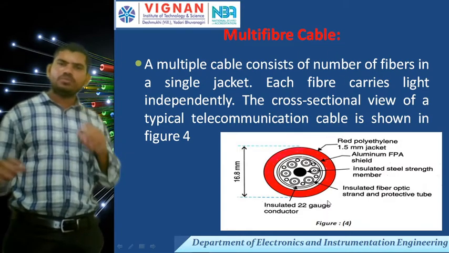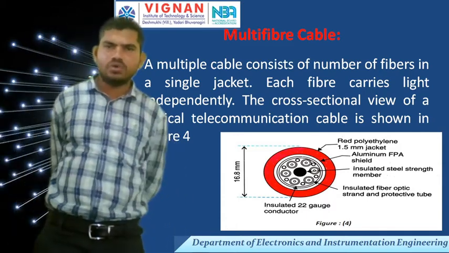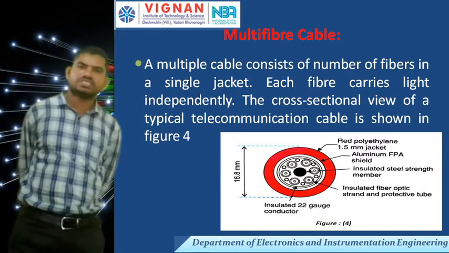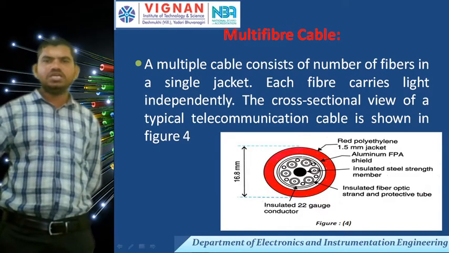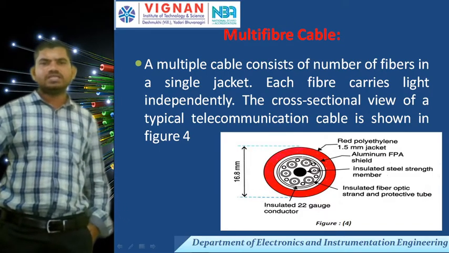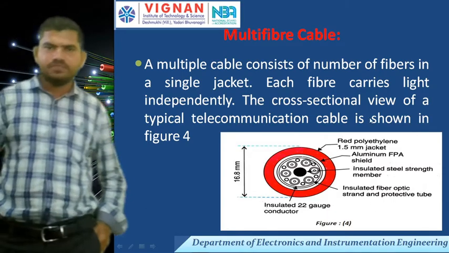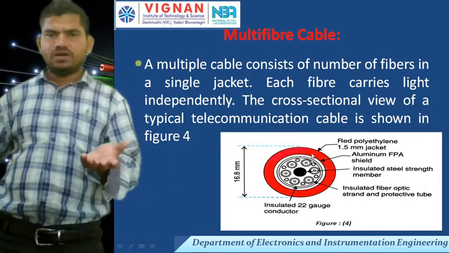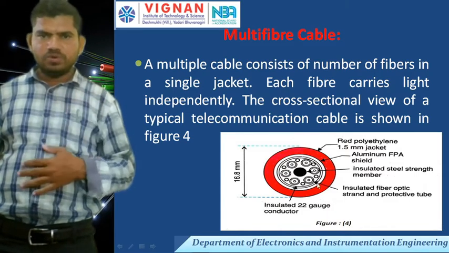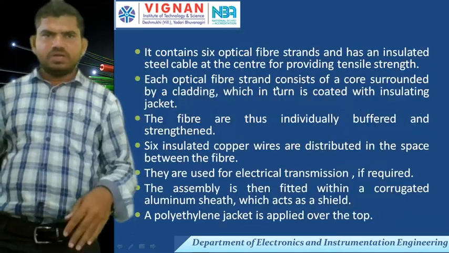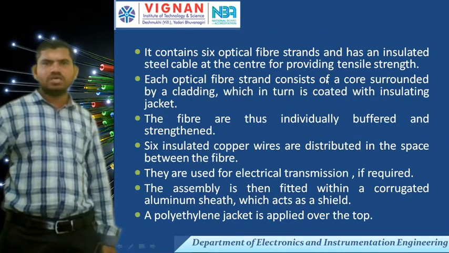In this multiple optical cable design, a number of fibers are there in a single jacket, and each fiber carries light independently. This is the cross-sectional view. Here the multiple cable contains six optical cables: 1, 2, 3, 4, 5, 6.